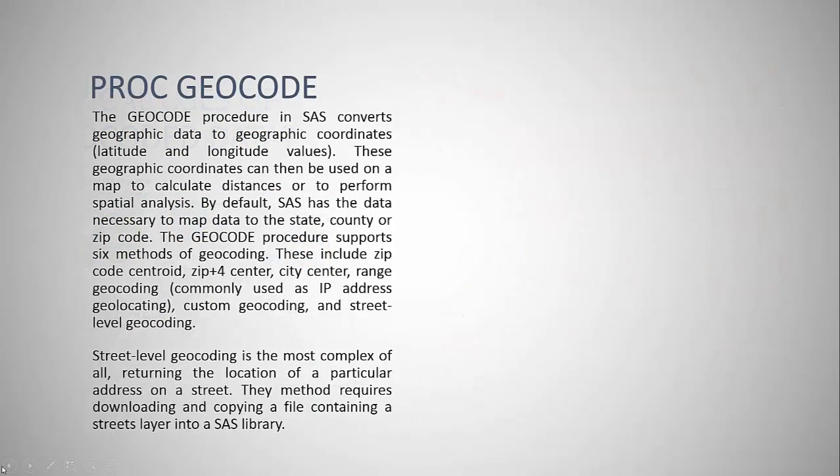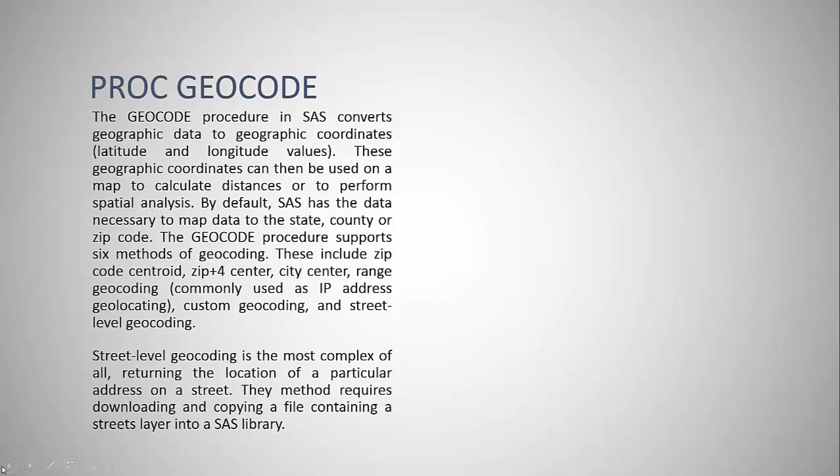In general, Proc Geocode is a SAS procedure that converts geographic data into geographic coordinates, like latitude and longitude. These geographic coordinates can then be used on a map to calculate distances or perform spatial analysis or any other number of different kinds of analyses that you need to do. By default, SAS has the data necessary to map the data to a state, to a county, to a zip code, and it has the ability to do other things as well.